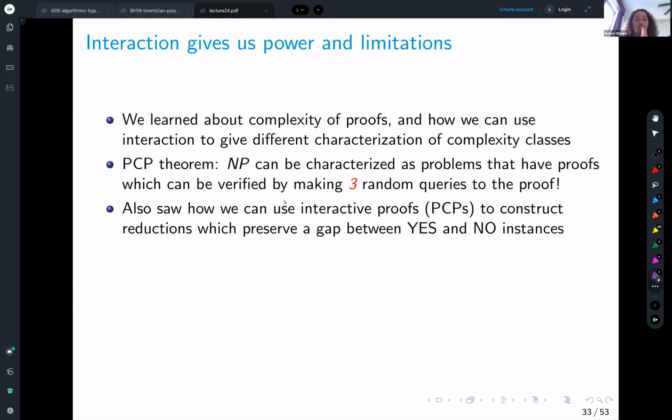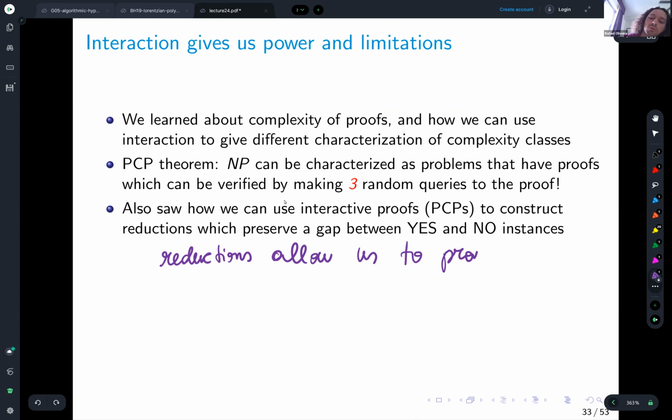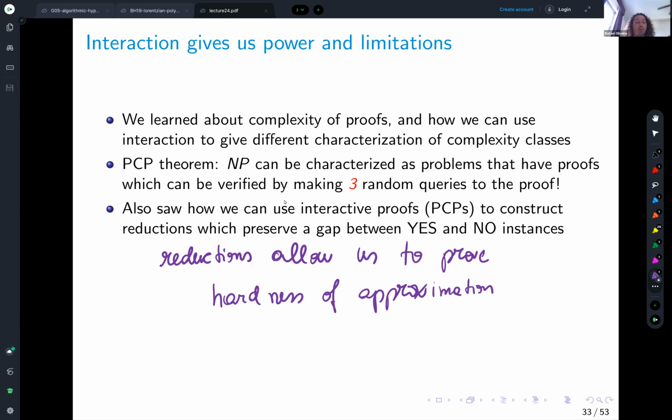And we also saw that we can use interactive proofs to construct reductions which preserve a gap between the yes and no instances, right? These reductions that go via PCP are special reductions, and these gap reductions allow us to prove hardness of approximation of certain problems.